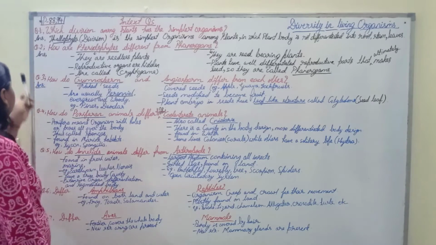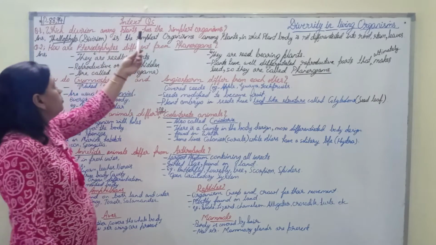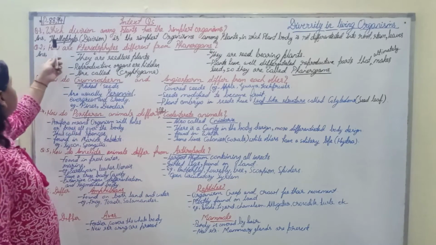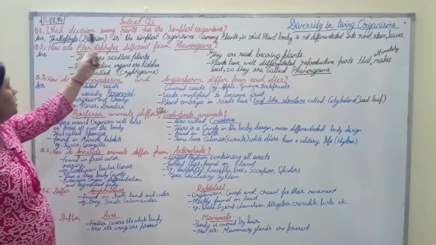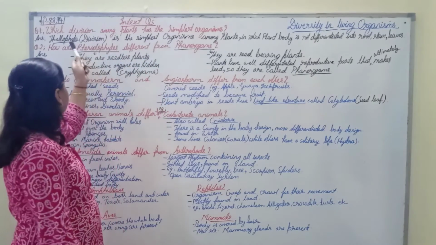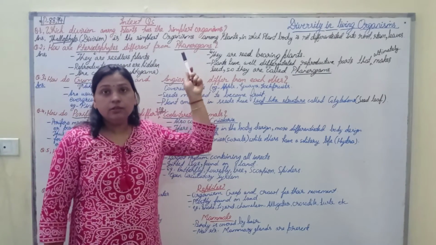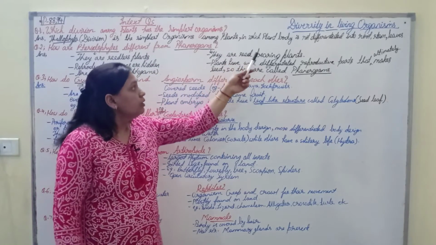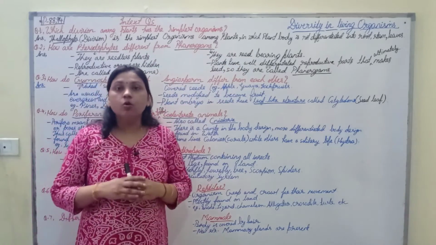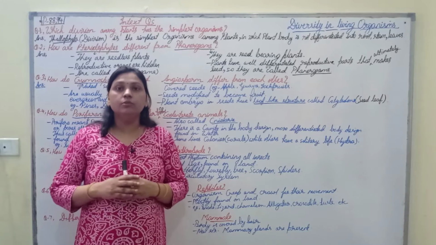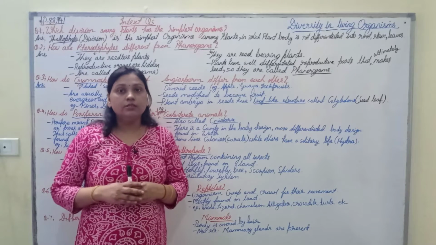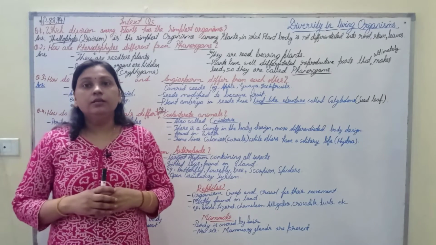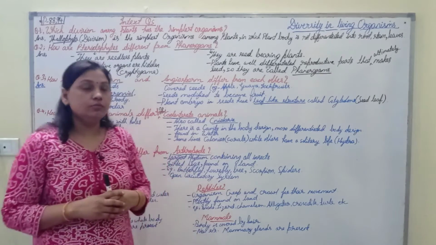Question number one says, which division among plants has the simplest organisms? And the answer is Thallophyta division is the simplest. It is the division that contains the simplest organisms among plants, in which the plant body is not differentiated into root, stem and leaf. So Thallophyta division contains the simplest organisms.